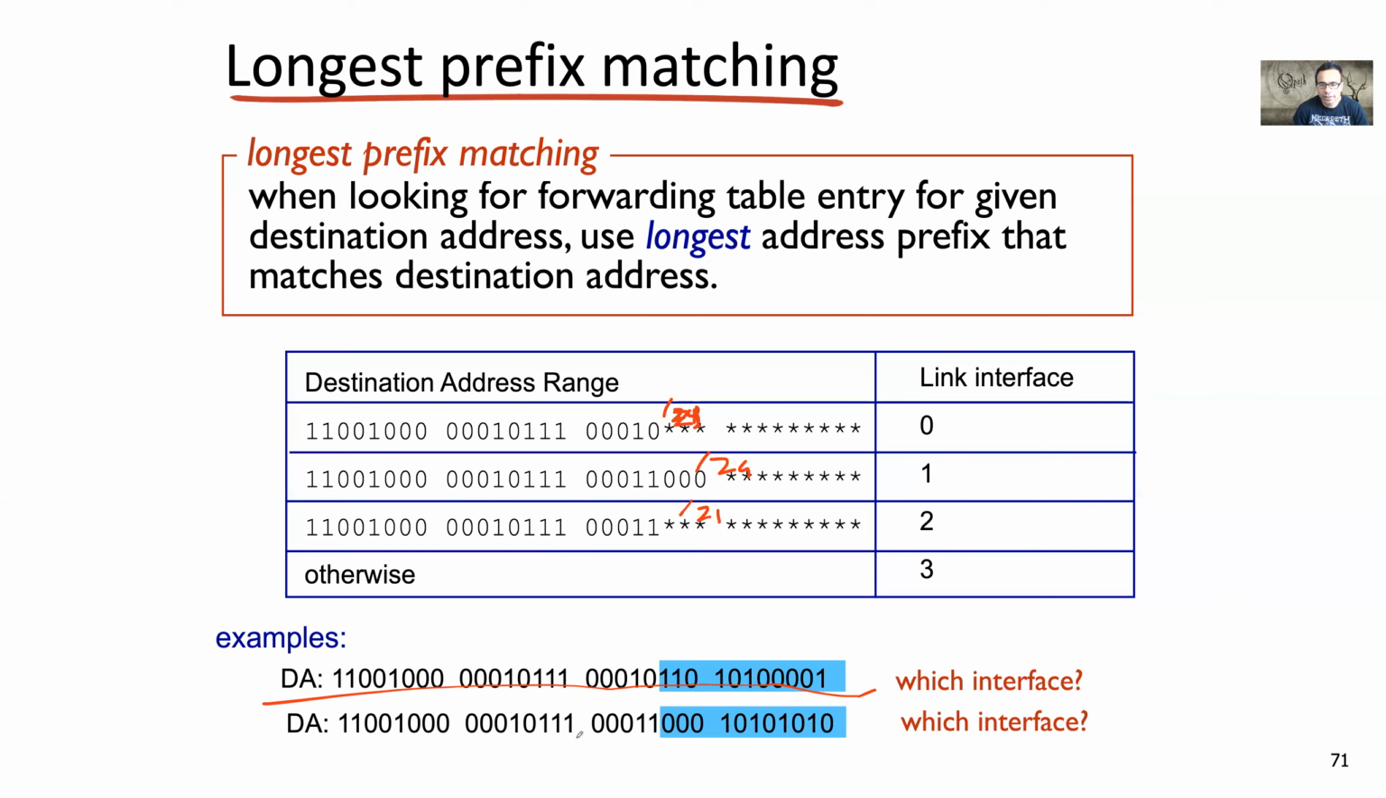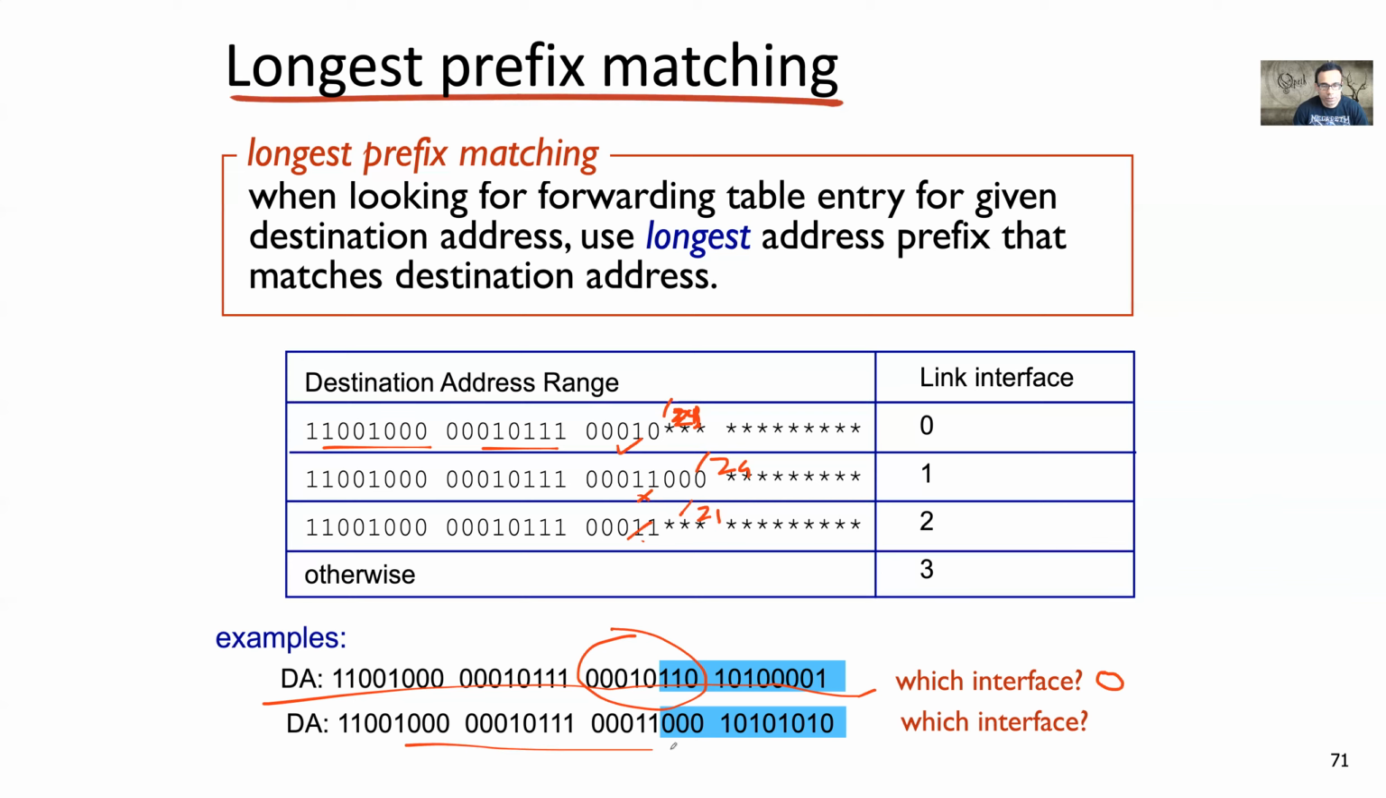Some of you are saying 0. So we can walk through this, right? Try to do a match here. Of course, the first 16 bits are all the same, so we can ignore them. We just focus on this block here. And you'll notice this matches only this one. It doesn't match this, and it doesn't match this. So for this one, it is indeed interface 0.